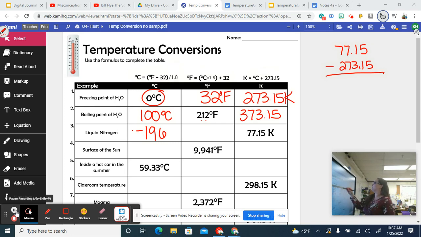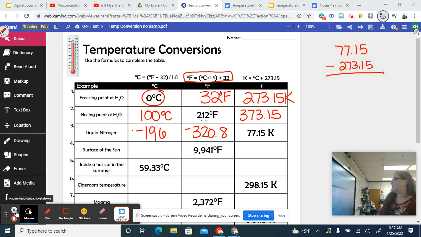Now that we know that, we can convert that into Fahrenheit using our formula up here. We need to use this formula right here. We're going to do our Celsius number, 196 negative, make sure that negative is on there. We're going to times 1.8, hit enter, and then plus 32. And that comes to negative 320.8. All right, pause it. Try number 4.